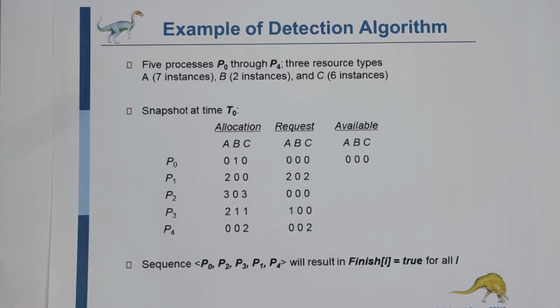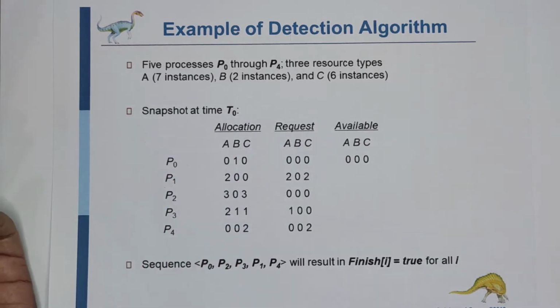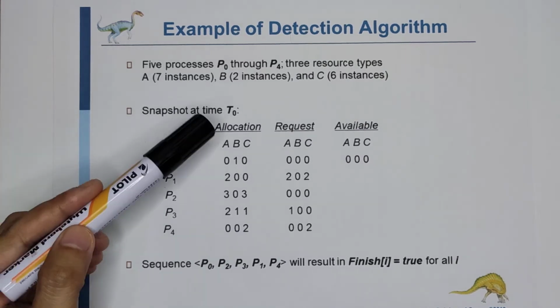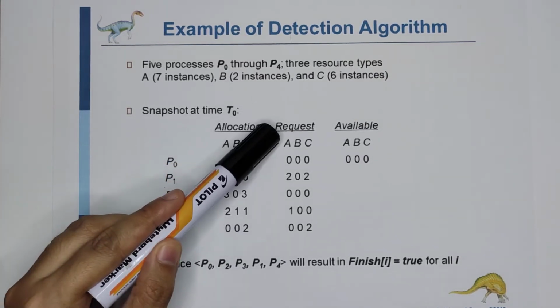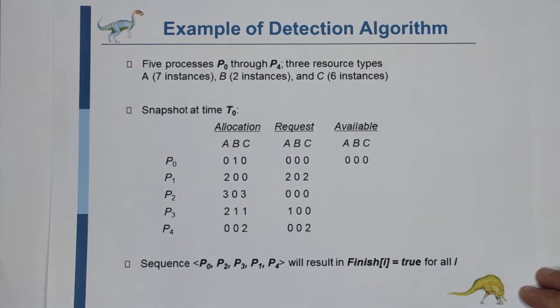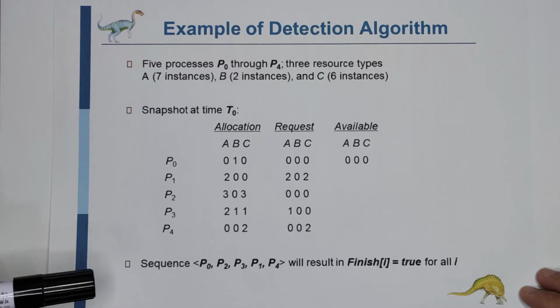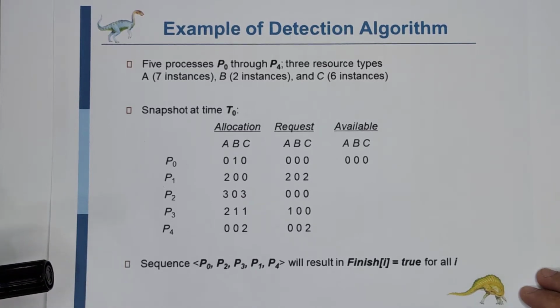As you can remember, it is similar to the banker's algorithm. The only key difference between the two is that the banker's algorithm uses allocation, max, and available, while deadlock detection uses the matrices allocation and request, and also the vector of available values. We already have an answer here. This sequence, P sub 0, P sub 2, P sub 3, P sub 1, P sub 4, will result in finish equal to true for all i.